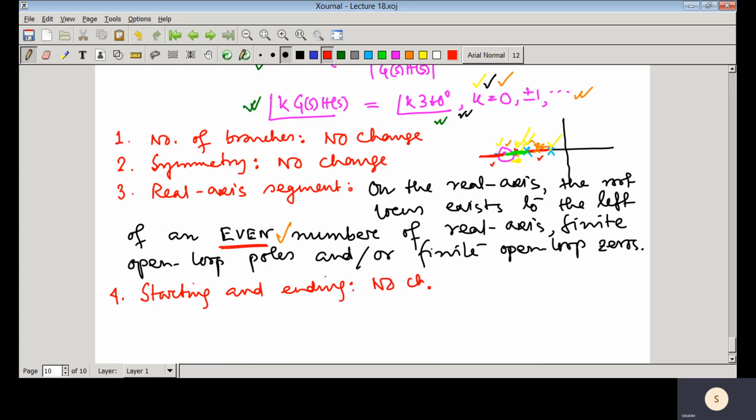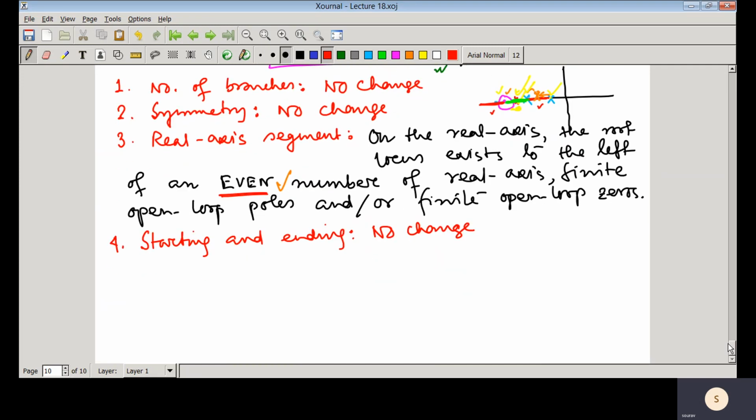That means that root locus starts at the open loop poles and it ends at open loop zeros. So there is no change, and there would be a change in the calculation of centroid and the angle of asymptotes. So basically for finding centroid there is no change. So centroid and angle of asymptotes.